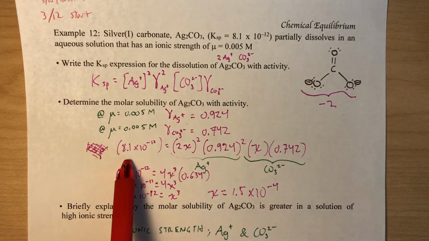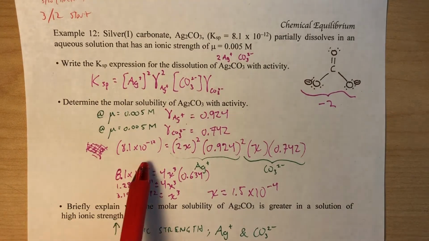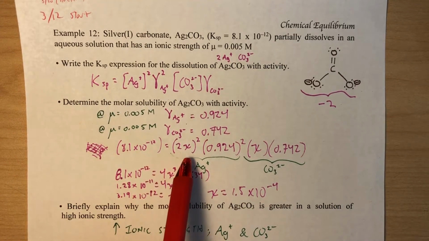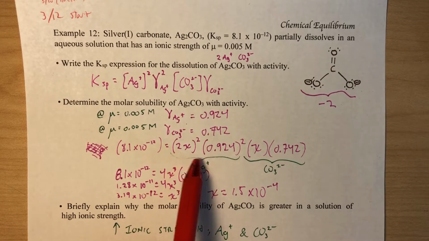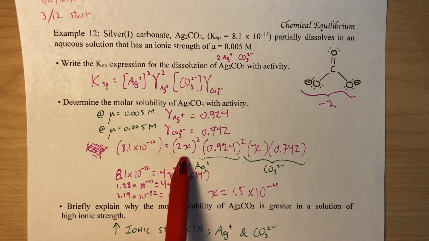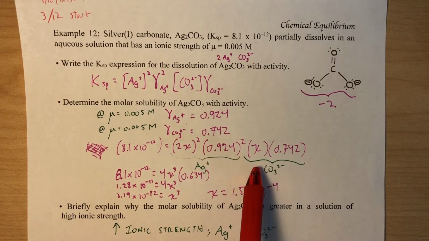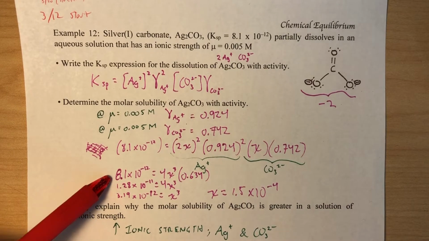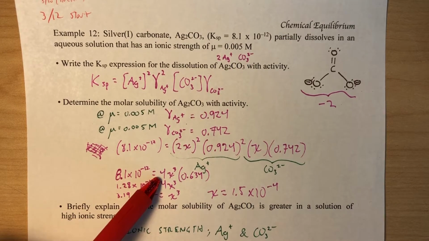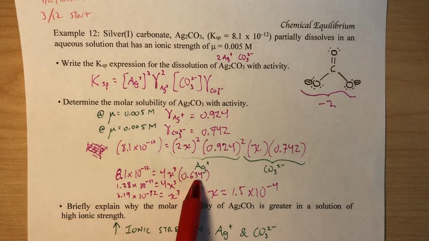So when we bring all this into the expression for Ksp, we have 8.1 times 10 to the negative 12 is equal to the quantity 2x squared times the square of silver's gamma. Remember, there are 2 equivalents of silver, so we have 2x and we have that value squared, multiplied by x times 0.742 for carbonate. That gives us a Ksp that's equal to 4x cubed times 0.634.